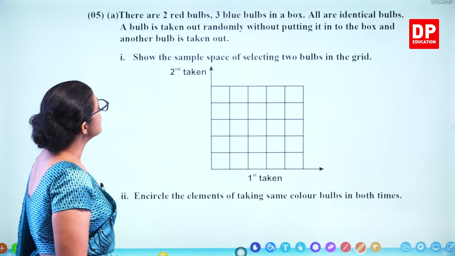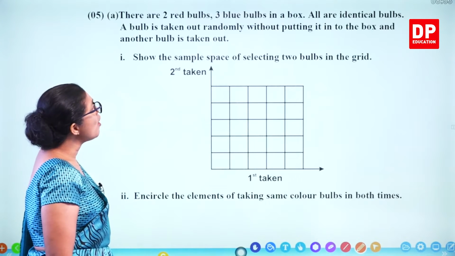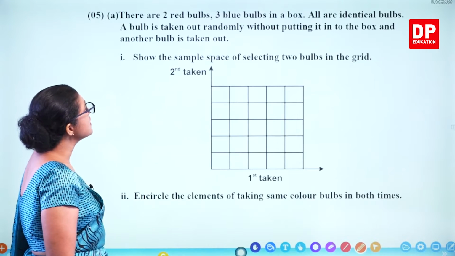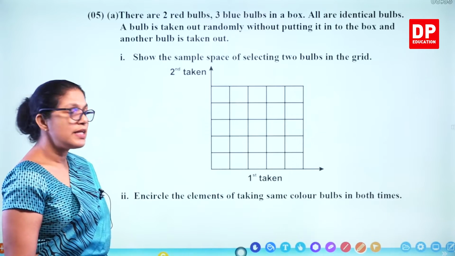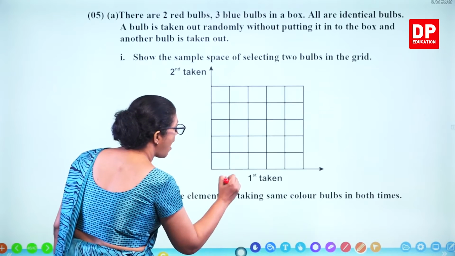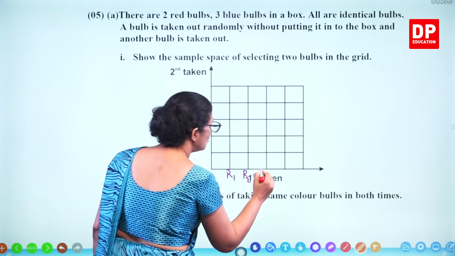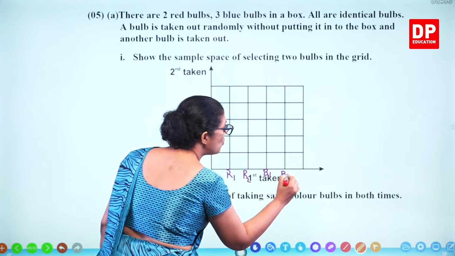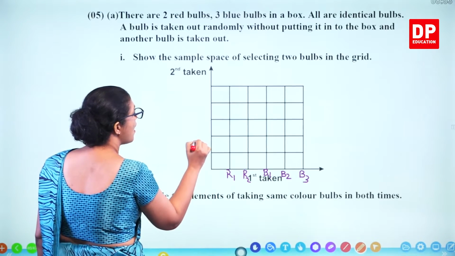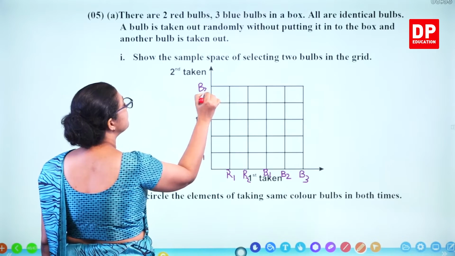There are 2 red bulbs in a box. All are identical bulbs. A bulb is taken out randomly without putting it back into the box, and another bulb is taken out. Show the sample space of selecting 2 bulbs in the grid. So first taken, 2 red, I can mark as R1, R2. And 3 blue, B1, B2, B3. So this side also I can mark R1, R2, B1, B2, B3.